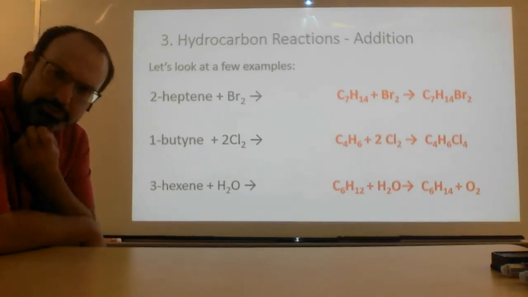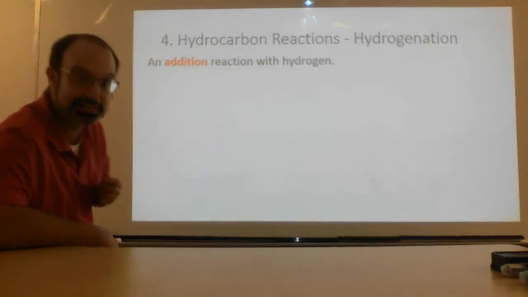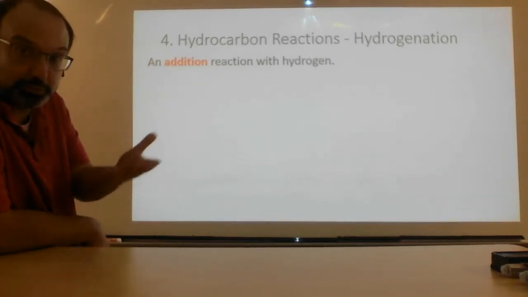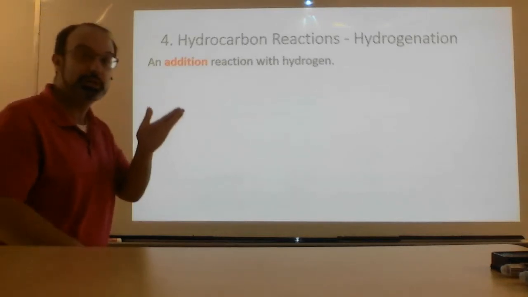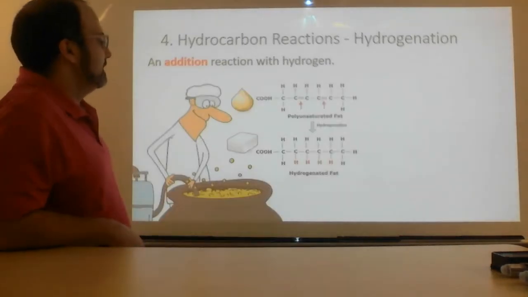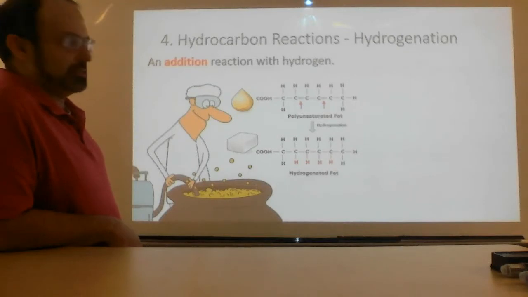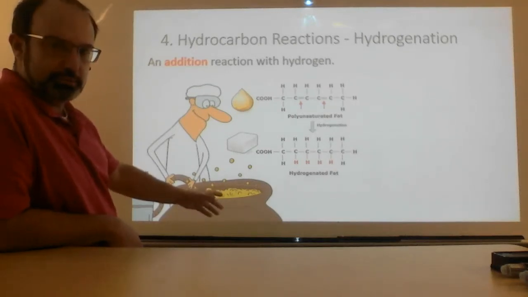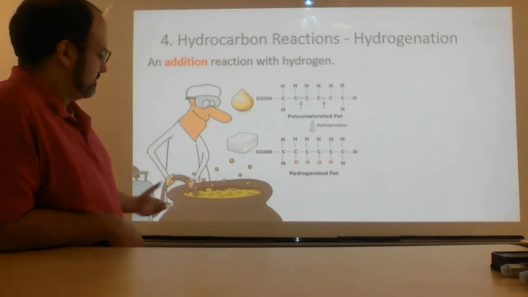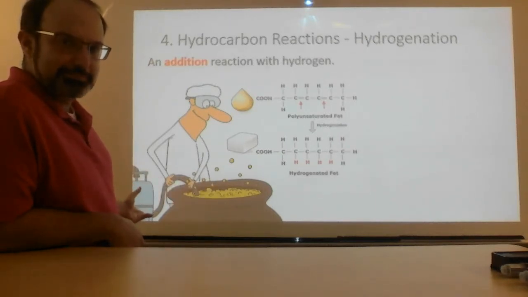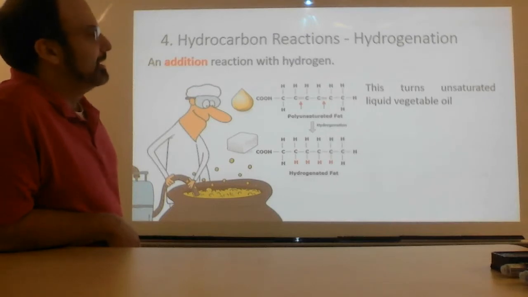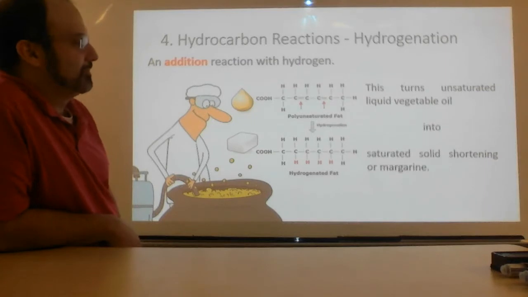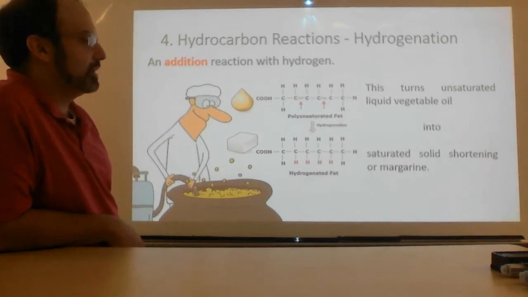Hydrogenation, he says. Hydrogenation? What's hydrogenation? That's this. It's addition, but with hydrogen. It happens so often we give it its own name. All right, we've seen this before. So hydrogenation, we know what that is now. But why is that important? Because of this. We've got a big cauldron of oil and a tank of hydrogen gas. This turns unsaturated liquid vegetable oil into saturated solid shortening or margarine.